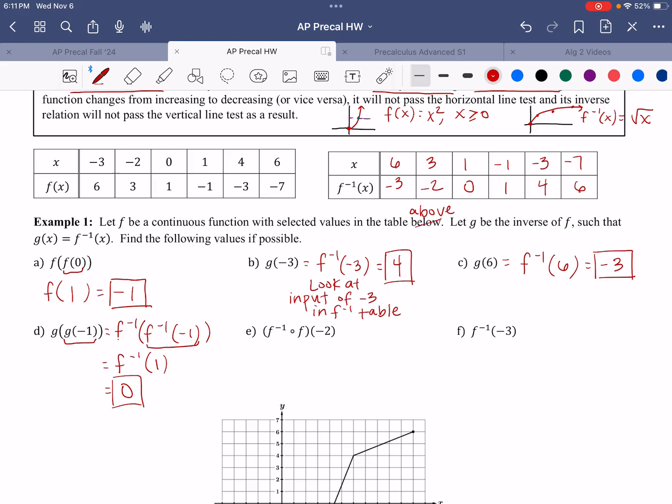The next one, make sure you're starting close to that input value. We're going to do f of -2 and then find the inverse of that value. So f of -2 is 3. And then we're going to find the inverse when the input is 3. So I'm going to check now my inverse table. Input of 3 goes with -2 for my output.